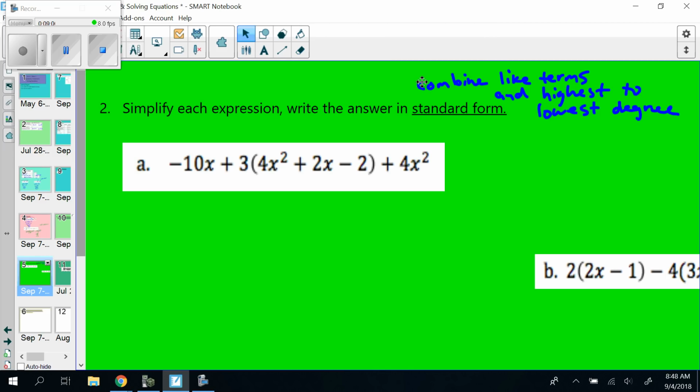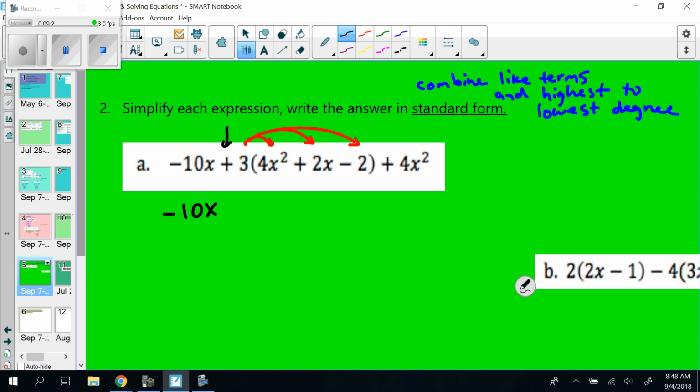Okay, looking at this one, we have some parentheses. Nothing in these parentheses, though, is like terms, so we can't combine anything there. So then we go to the next thing, which is multiplying. We do have some multiplying. So here, we want to distribute this 3, multiply that 3 to each thing. And so what we're going to end up with is -10x. That does not get distributed because there's a plus sign in between. The 3 does get distributed, so if we multiply each of these by 3, we'll end up with these terms. And then the plus 4x squared does not get that 3 distributed to, because again, we have another plus sign separating it from the parentheses.